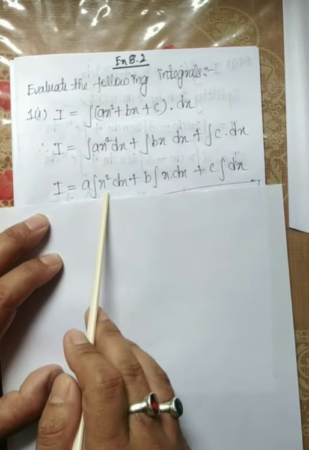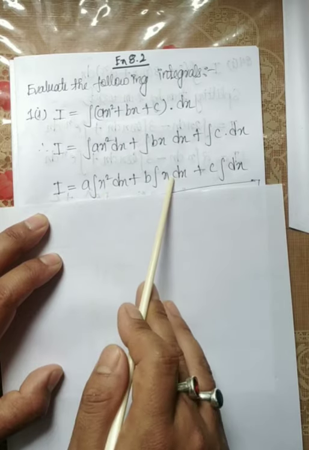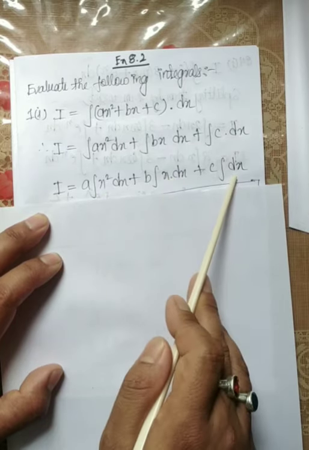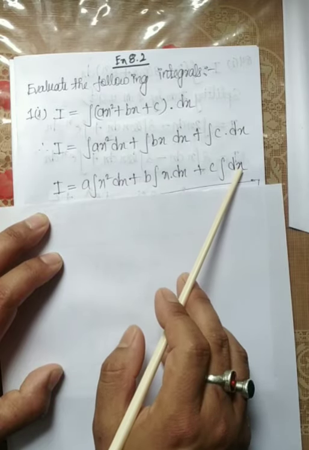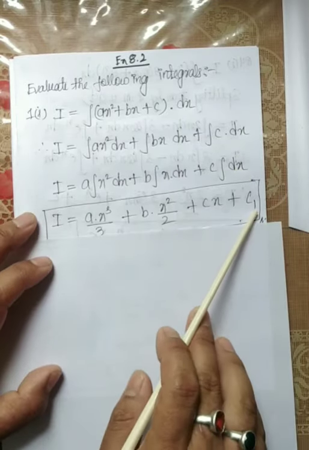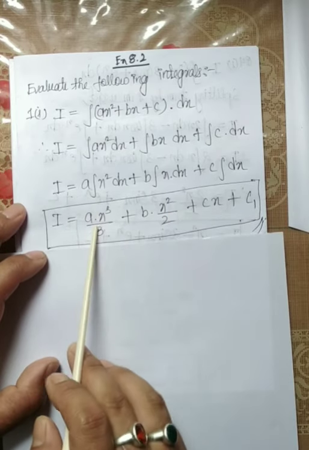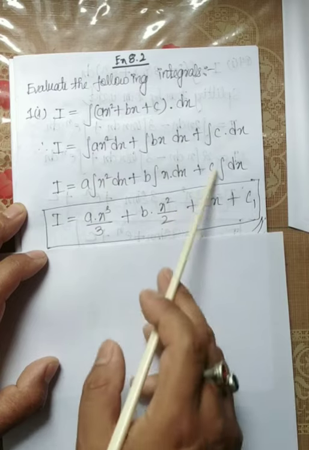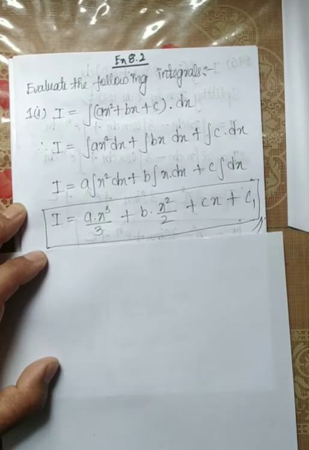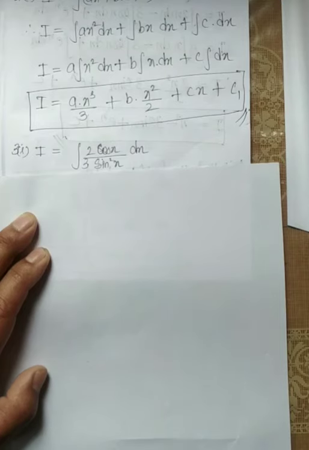Now we know the formula: x cubed by 3. We know the formula: x squared by 2. And I've given the last formula: integration dx is x plus another constant c1. So integration of x squared is x cubed by 3, x squared by 2, cx plus c. So pause the video to note down.